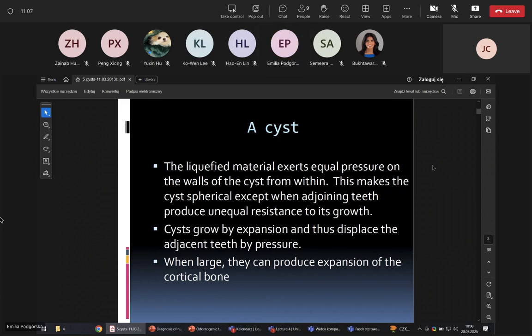spherical, except when adjoining teeth produce unequal resistance to this growth. This grows by expansion and displaces the adjacent teeth by pressure. When large, they can produce expansion of the cortical bone.